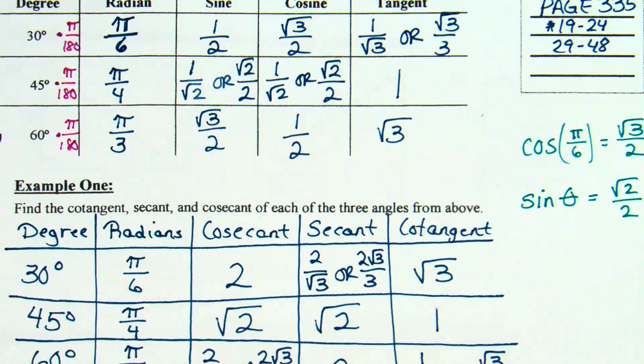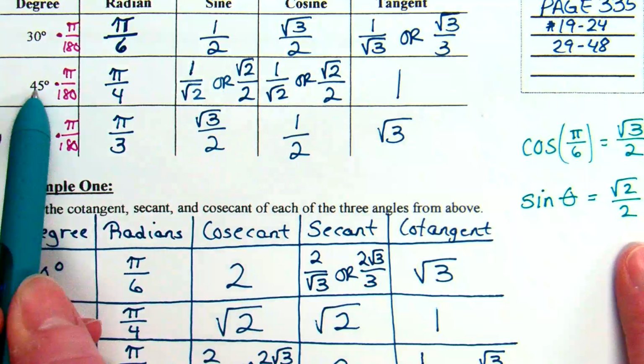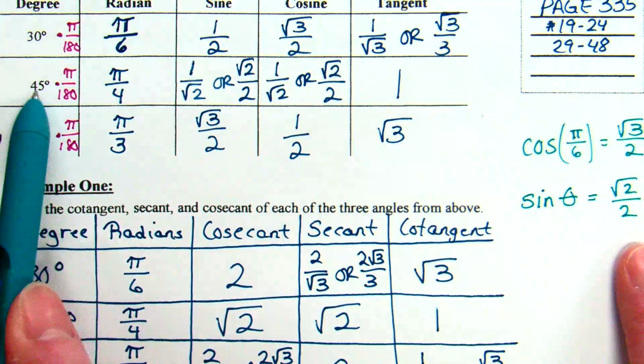Well, what do we do here? They want to know what theta is. How do I find the angle? On the chart. Here's sine. Here's square root of 2 over 2. Where does that happen at? At 45 degrees or pi over 4 radians. Sine, square root of 2 over 2, happens at 45 degrees, which is also pi over 4 radians. So you have two answers there. 45 degrees and pi over 4.